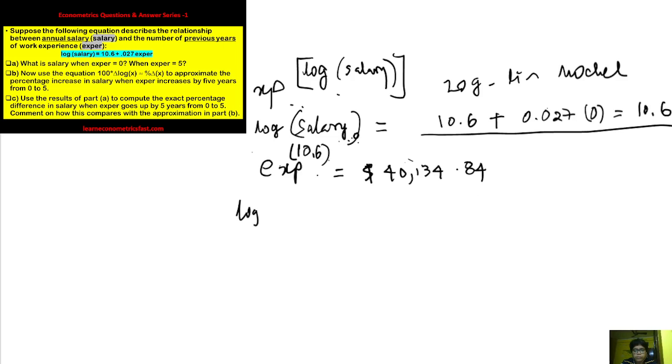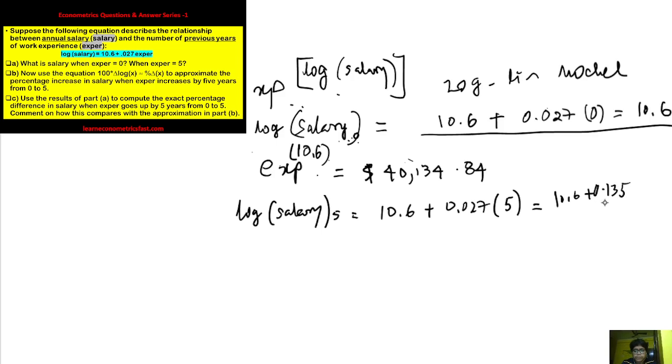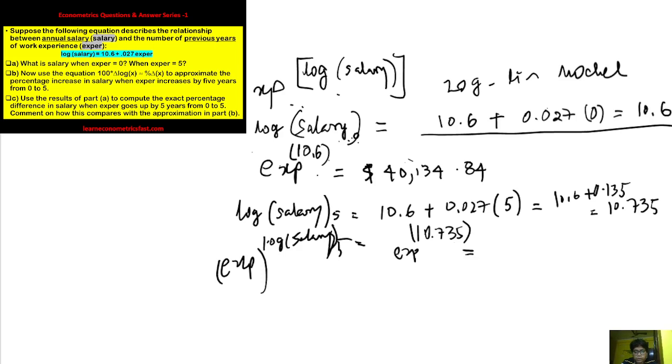Now we look for log of salary when there are 5 years of experience. You put in 10.6 plus 0.027 times 5, which is 10.6 plus 0.135, equal to 10.735. Now take the exponential to the power of this log of salary, that is, the log salary when work experience is 5 years, so it is exponential to the power 10.735. This will give you a value of 45,935.8.